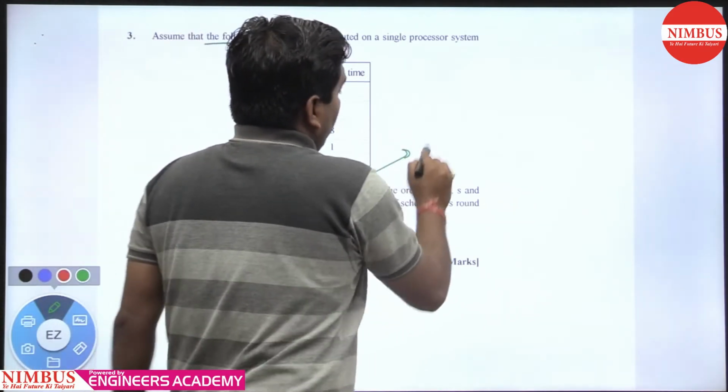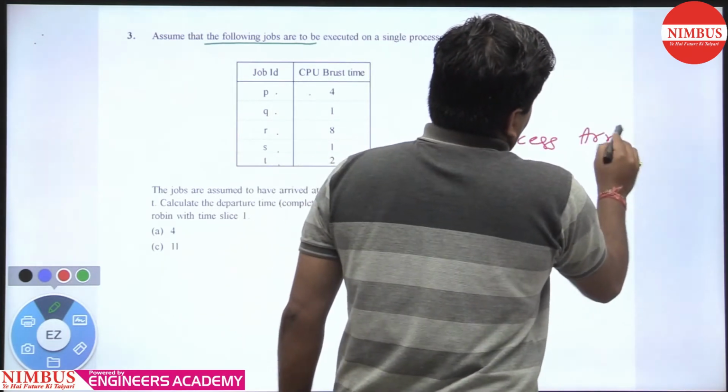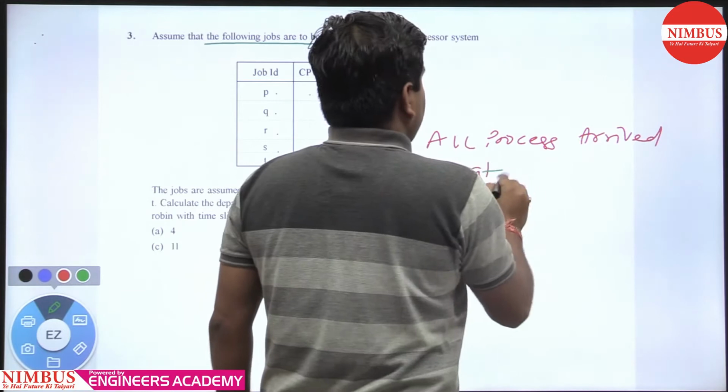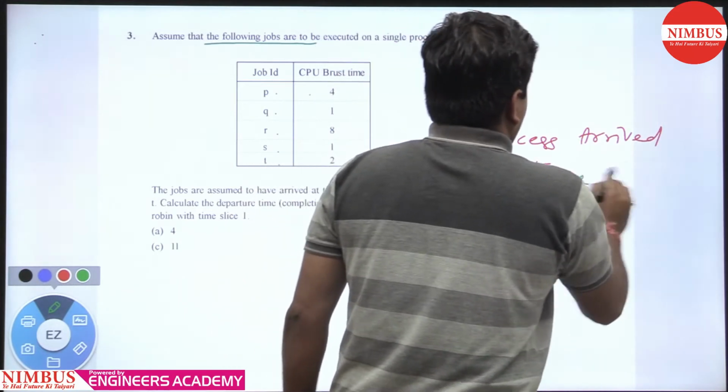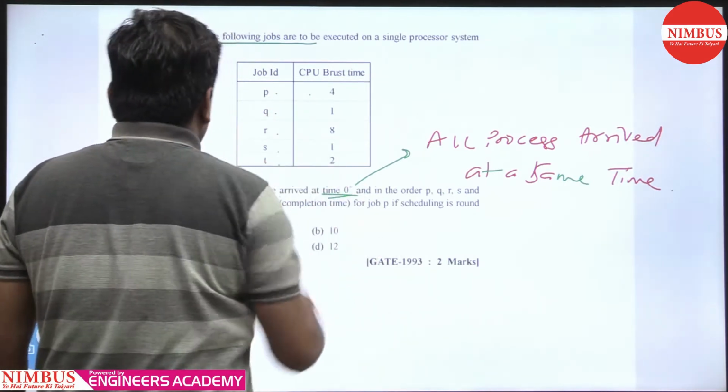It means all processes arrived at the same time. Getting my point? At the same time, and the order is P, Q, R, S, T.